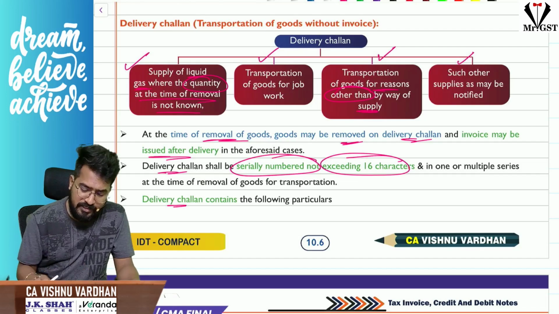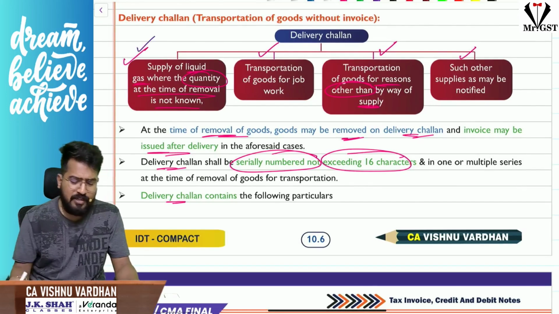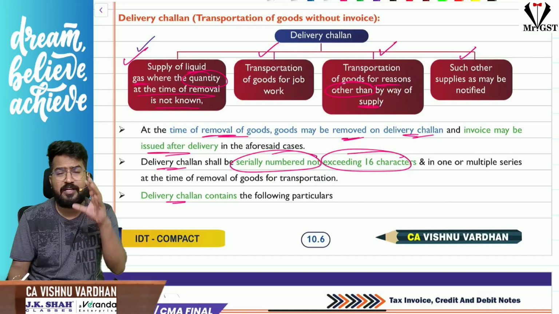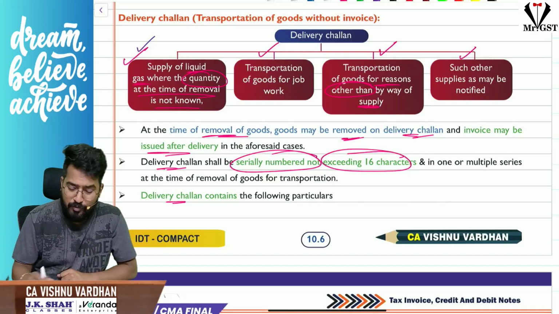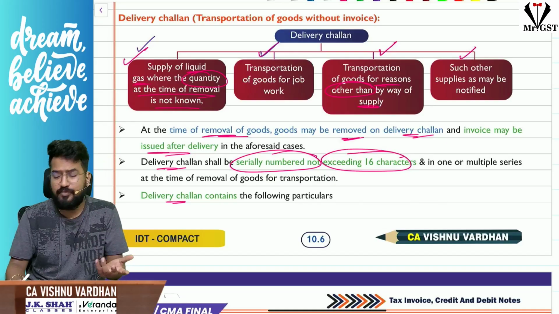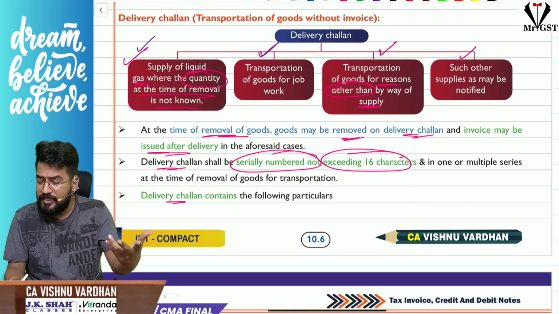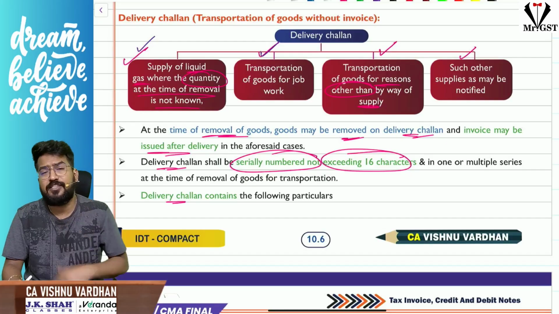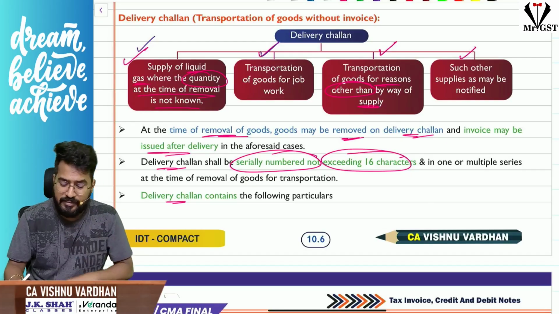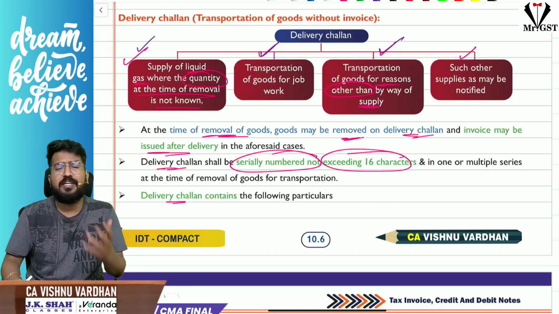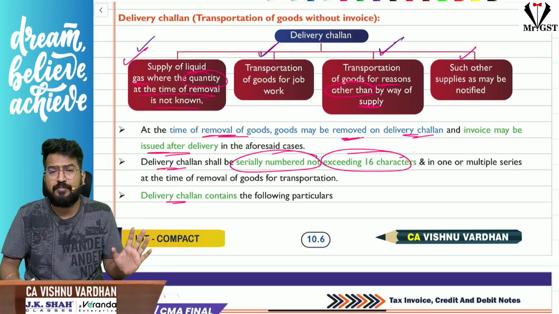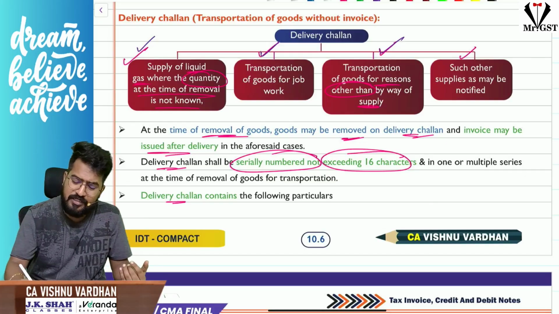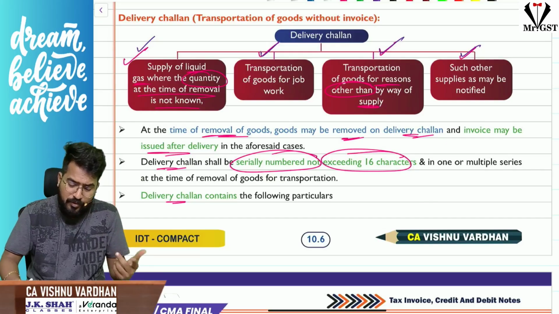Now, see, what are the cases here, sir? When I am supplying liquid gas where the quantity of the liquid gas is not known at the time of removal, or when I am transporting the goods for job work, I am not making any supply actually as such. And here, I cannot raise a tax invoice on my job worker. In that case, I can raise a delivery challan. I am transporting the goods for any reasons other than by way of supply, maybe line sales, etc., or such other notified supplies, sir, you can raise a delivery challan.